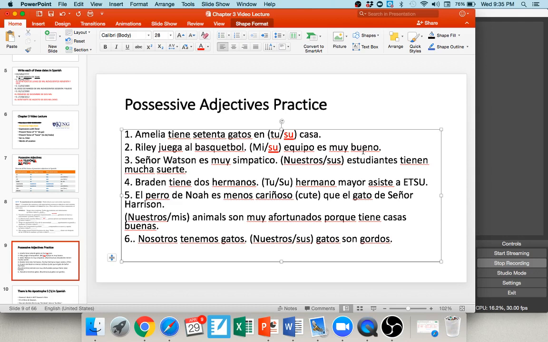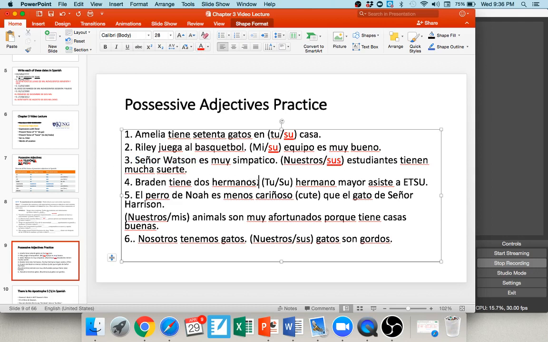Okay, now that you've had a second to try these, number 3 tells us that Señor Watson es muy simpático. Mr. Watson is very kind, very nice. Blank estudiantes tienen mucha suerte. So Mr. Watson is very nice. Our students are very lucky, or his students are very lucky. Obviously, in this case, we're talking about Mr. Watson, he, so it makes more sense to say that his students are very lucky, and we should use sus. Sus estudiantes tienen mucha suerte.